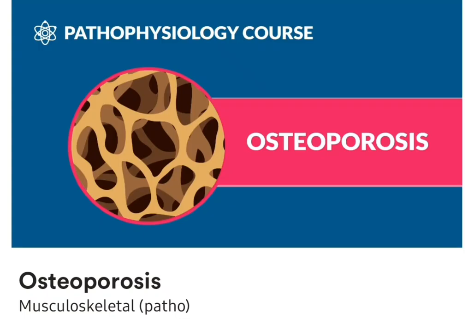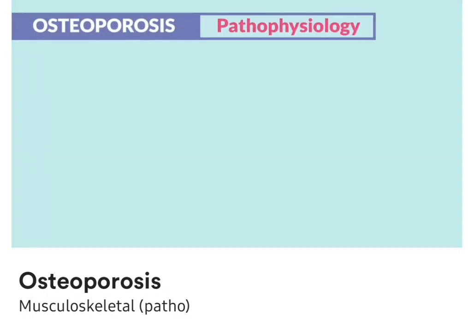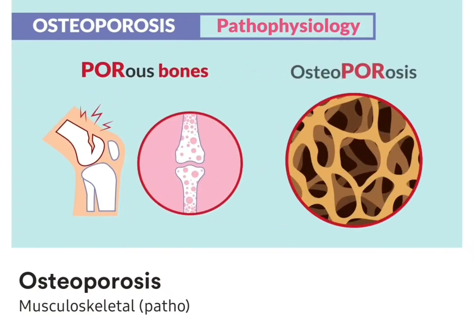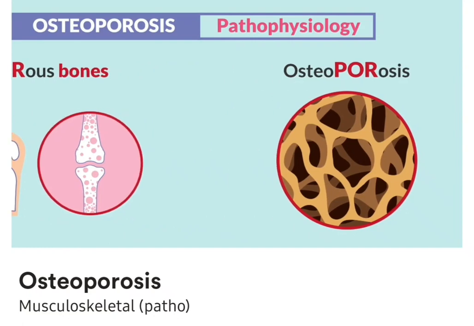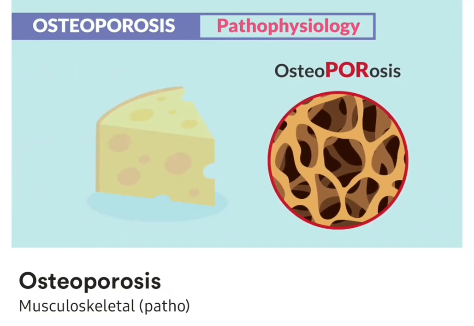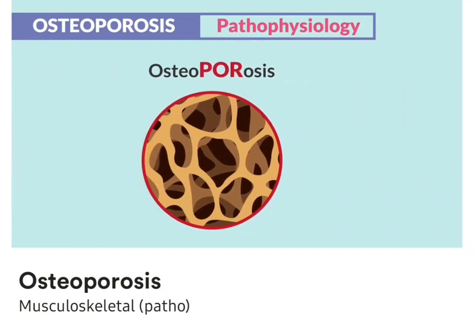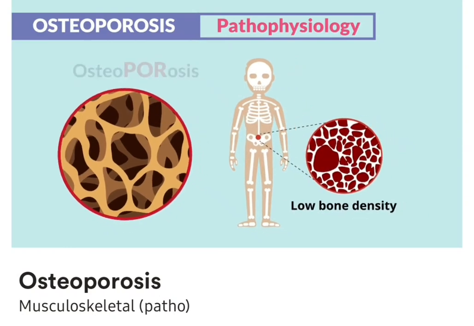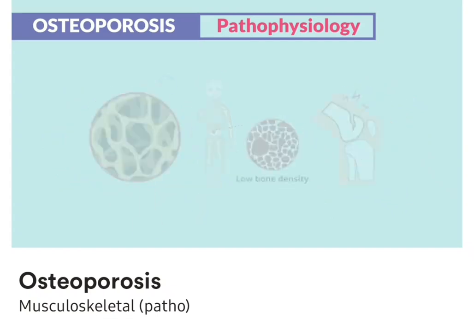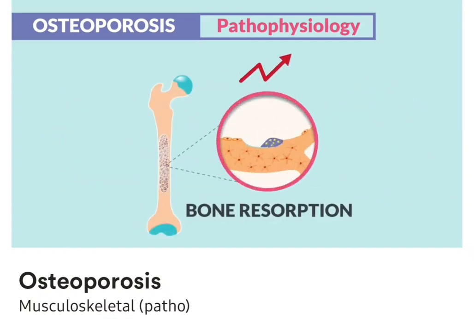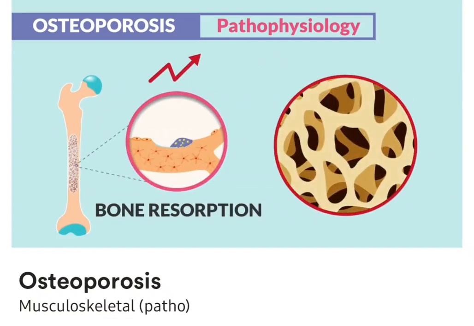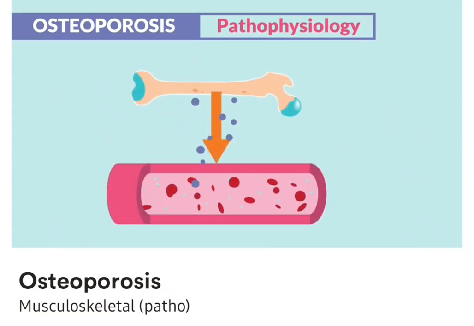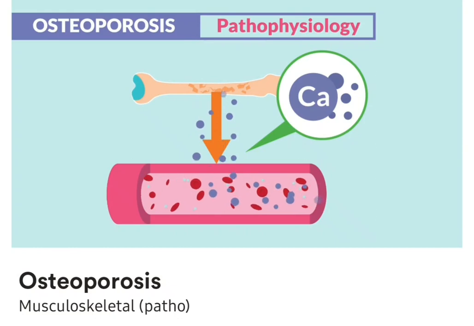Now for osteoporosis. The pathophysiology is very simple. Just think fragile, porous bones for osteoporosis. We find big holes inside the bone, kind of like Swiss cheese. This loss of bone mass results in low bone density and very brittle bones, typically from an increased rate of bone reabsorption where the bone loss is increased, or the body makes too little bone, at which calcium leaves the bone and into the bloodstream.